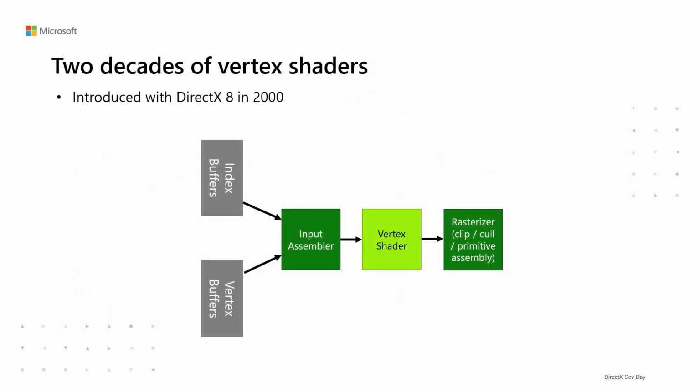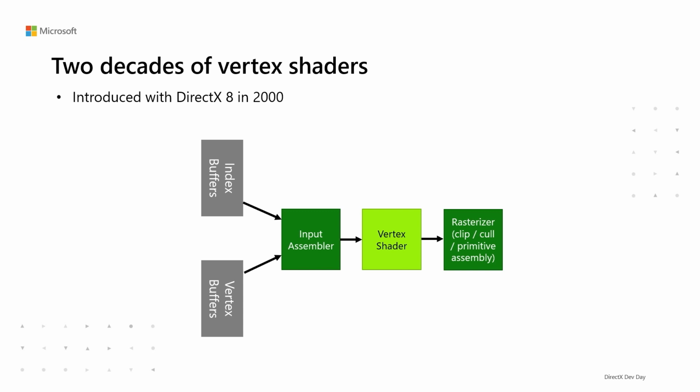Why do we want to replace the vertex pipeline? Vertex shaders have been around for a long time. They were introduced way back in 2000, which makes me feel super old because I was already in the industry when they were first introduced. At this point, vertex shaders are old enough to drink in the state of Washington.